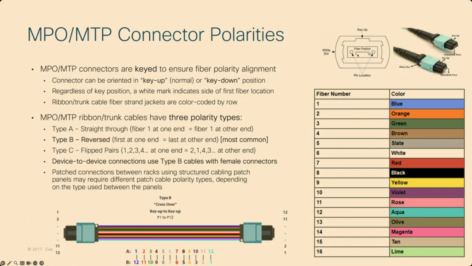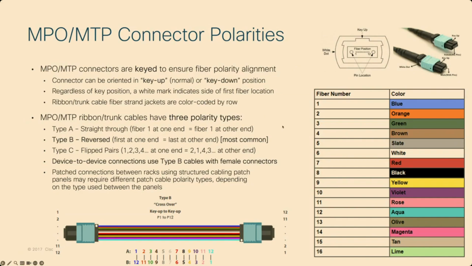But if you were looking at the end of the cable, you would see that the first fiber is considered in position 1 because it's closest to the white dot. If you have a cable that is a full straight through, then you might have a cable where one side of the connection is flipped so that it is in the key down position. That way you basically have a completely reversed polarity where the first pin becomes the last pin and so on. The most common polarity that you're going to have is this type B, which is reversed.